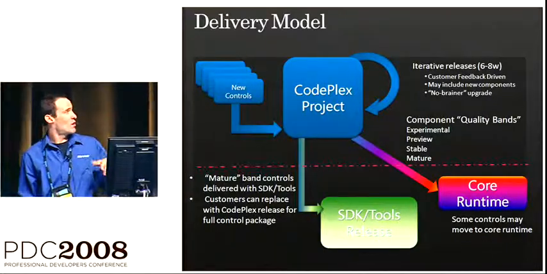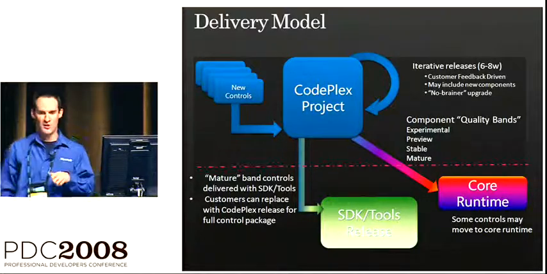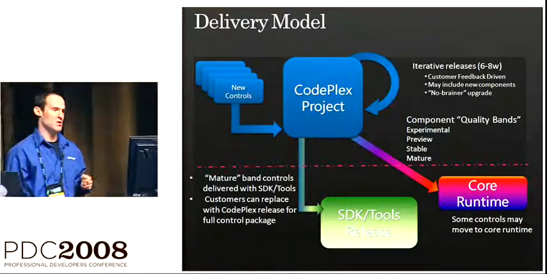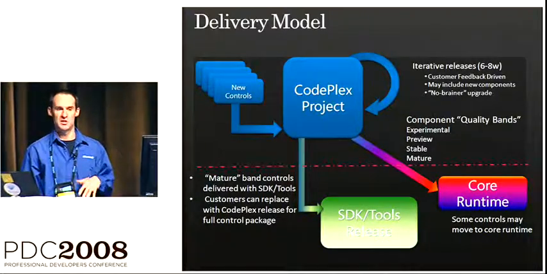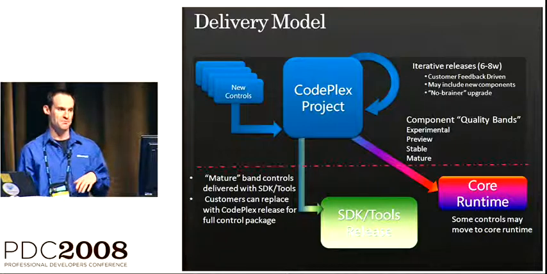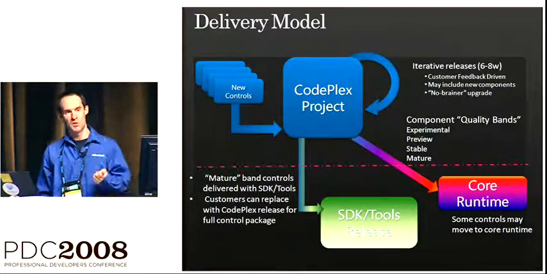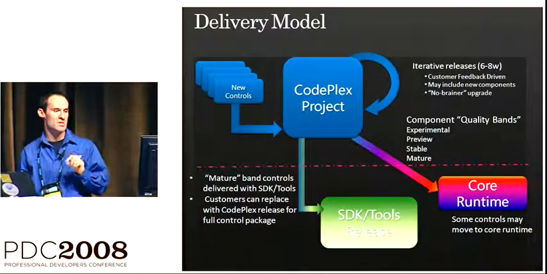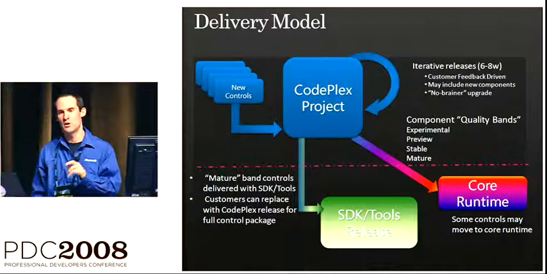Up in the left-hand corner there, we have new controls. My team is always writing new controls, and we're looking out in the community, taking ideas from folks, writing new controls. When they reach a certain level of quality, we go ahead and put them into the CodePlex project so users can start downloading them and playing with them. Over time, we'll get feedback, we'll fix bugs, we'll improve the controls. And the way we do this, and signify to the community what the quality level of a control is, is something that we're calling quality bands.